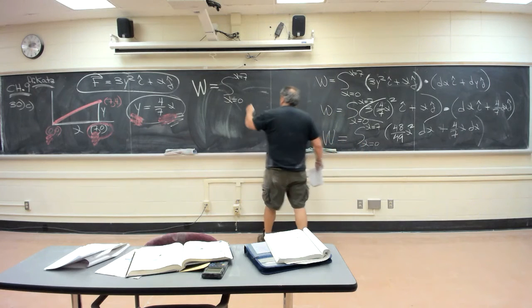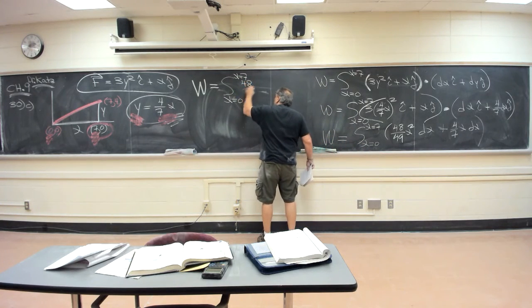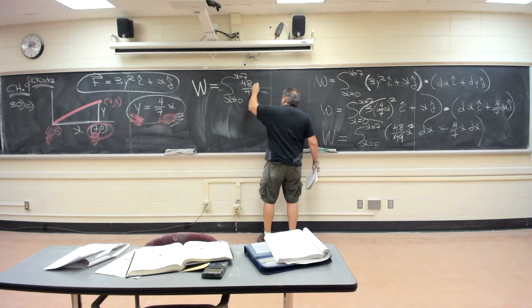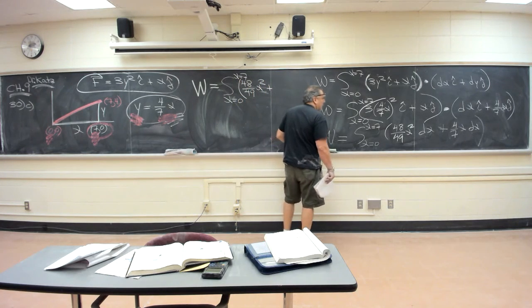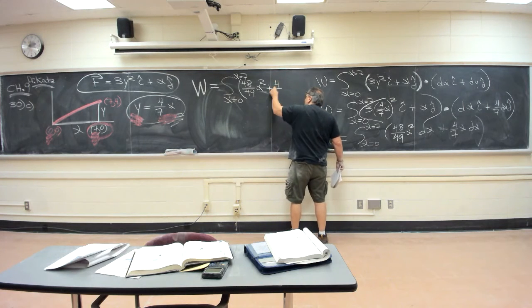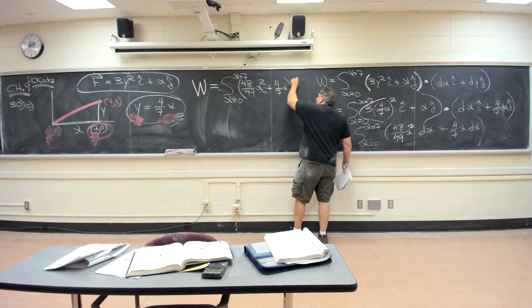So you got that, and it's 48 over 49 x squared plus 4/7 x, the whole thing dx.